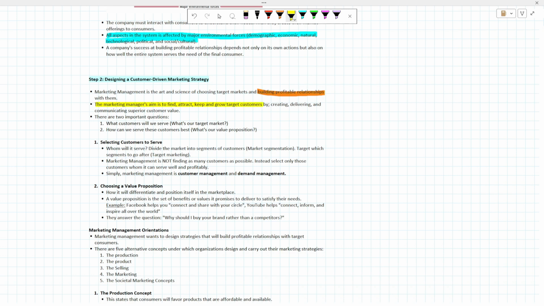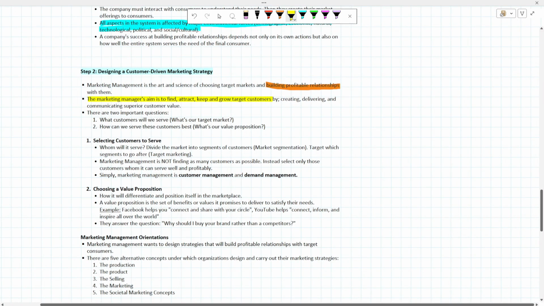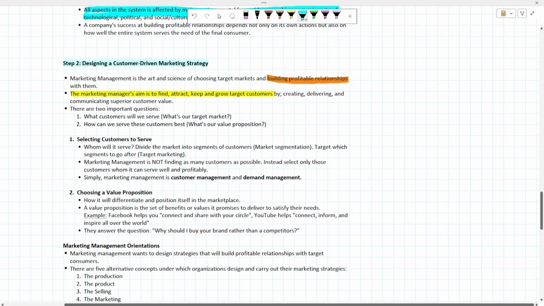There are two important questions when you are a marketing manager. What customers will we serve? What's our target market? And how can we serve these customers best? What's our value proposition? So one, selecting customers to serve. Whom will it serve? Divide the market into segments of customers, known as market segmentation. So I'll highlight that. Market segmentation. Then target which segments to go after with target marketing. So I'll highlight that as well.